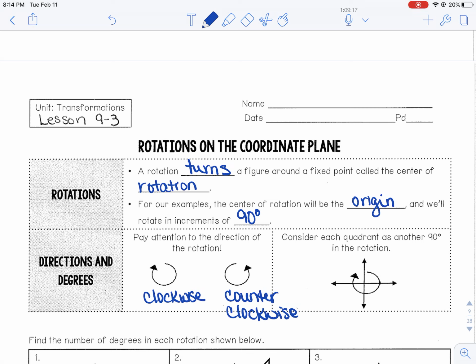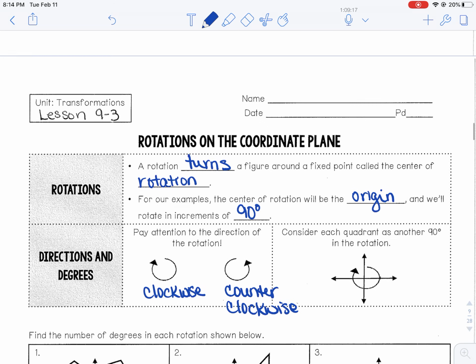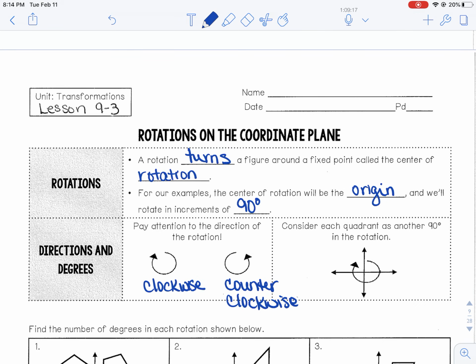Okay, so if we're looking at the way that this arrow is showing, where it says consider each quadrant as another 90 degrees, let's go ahead and say that this is our starting point, and how does that break it up? Well, if I do a complete circle, that's 360 degrees. A fourth of that, or a quarter of that, is 90 degrees. Then another 90 degrees would make it 180. And then finally, another 90 degrees would make it 270.